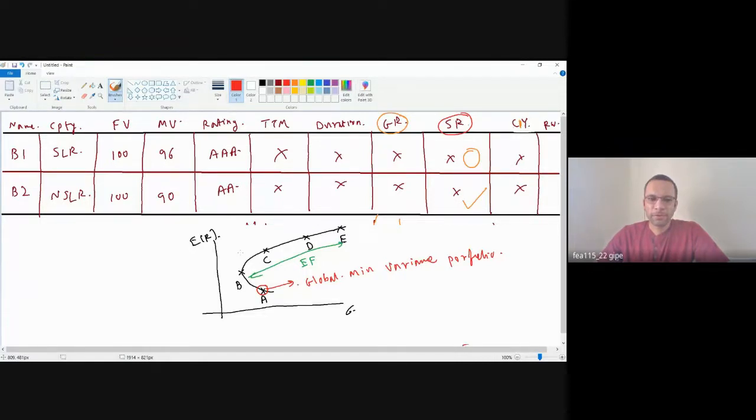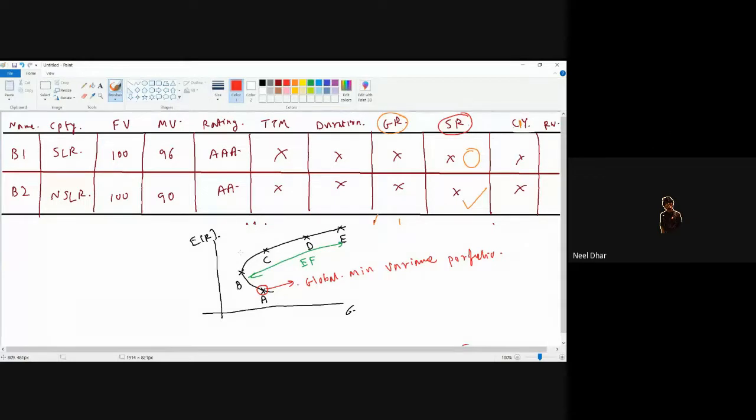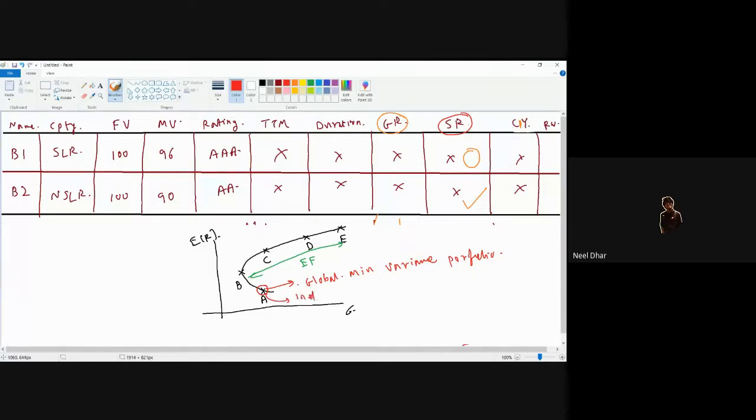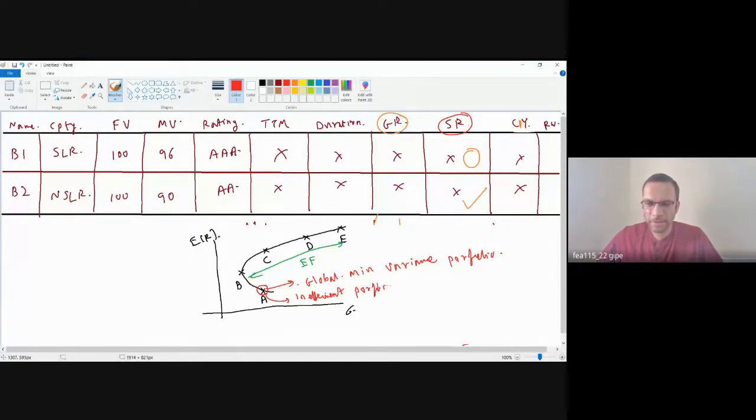Also, anything else which we can discuss on this? Sorry, yeah, so I think Ali is right. I think B is the global minimum variance, leftmost point available on the efficient frontier. So basically, A will be more of an inefficient portfolio. Yes, sir. It is an easily dominated portfolio. Correct, correct. That's right.